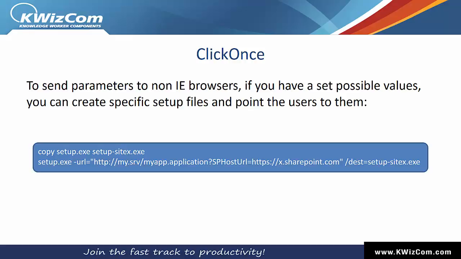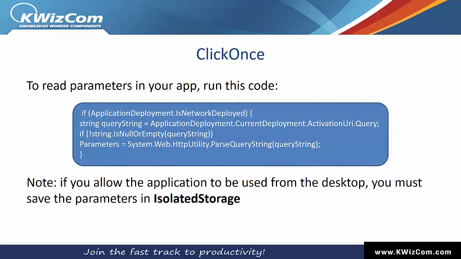So if I want to launch my app and have it point to http://mysrv as the SharePoint host site, I can use those two lines of code to create an executable file that points directly to that site. Now, if I point users to that executable file, it would work on all browsers. And later on, remember, I need to read those parameters from inside my app.